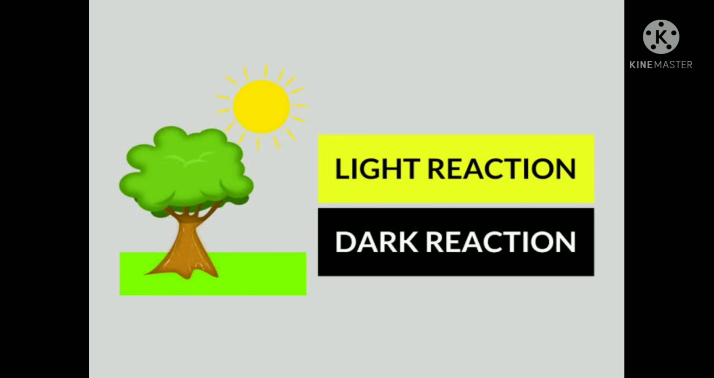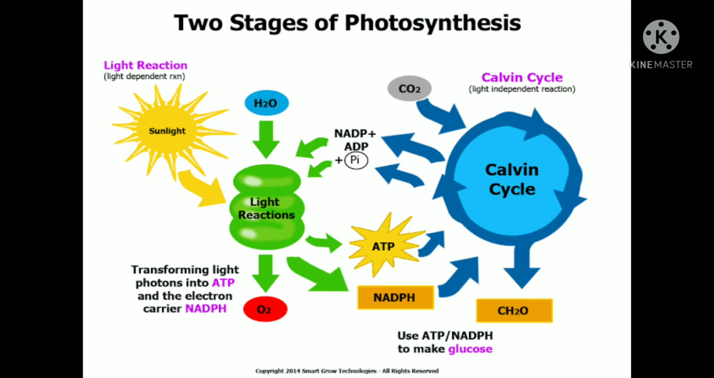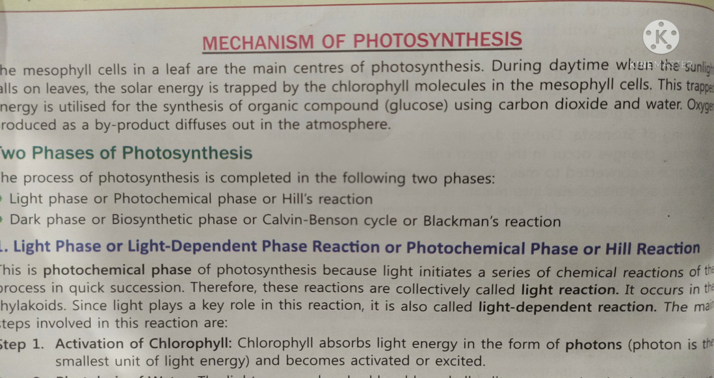So now let us see the mechanism of photosynthesis. The photosynthesis process consists of two phases, that is light reaction and dark reaction. Light reaction is also known as photochemical phase or Hill reaction. Dark reaction is also referred to as biosynthetic phase or Calvin-Benson cycle or Blackman reaction or C3 cycle. So the details of this light and dark reaction we will study in next class. So this is all for today.